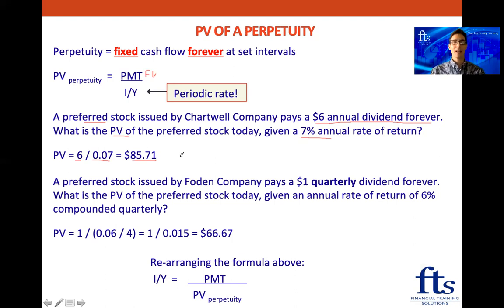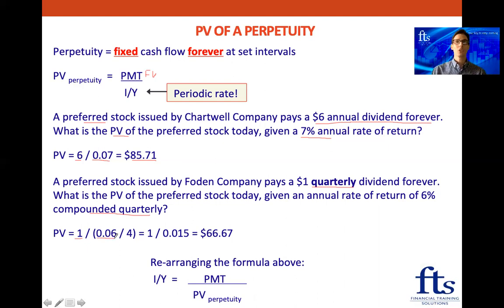So let's try the next one. Here we've got a preferred stock. It's issued by Foden. Now it's paying a $1 quarterly dividend forever. Now, what is the present value of this one, given an annual rate of return of 6%, but now we are compounding quarterly? So here we've got in the numerator the payment, the $1 dividend forever on a quarterly basis. But now the denominator, remember, it must be the I over y, the interest rate per compounding period. So that's 6%, that is the annual rate.